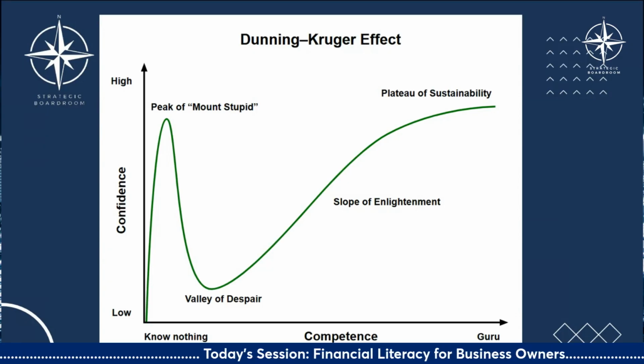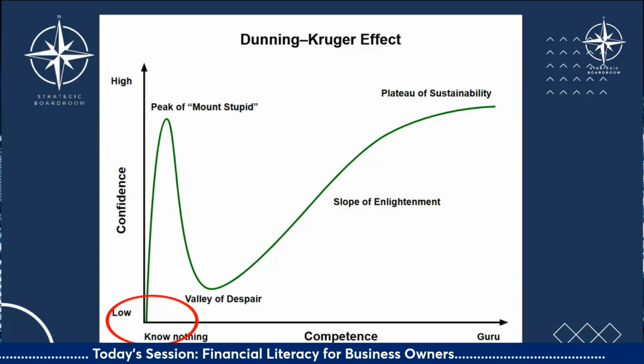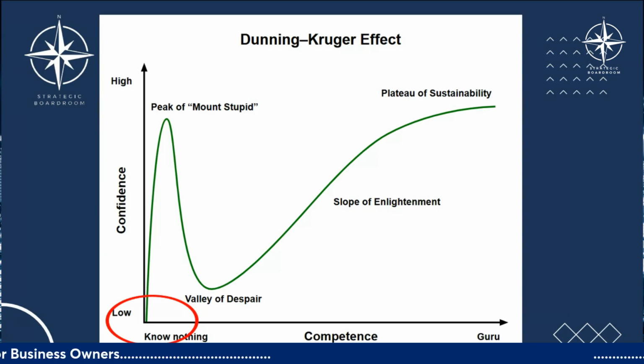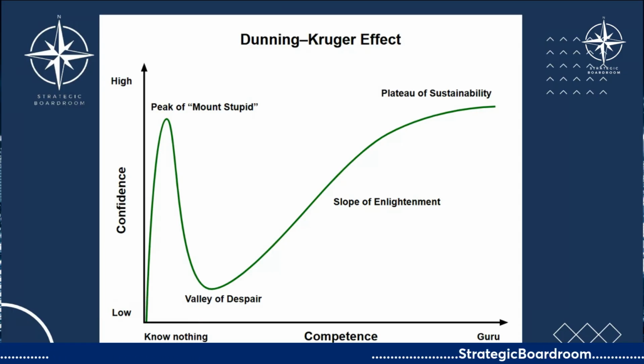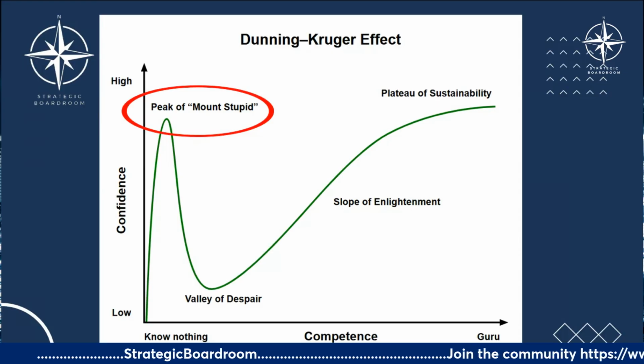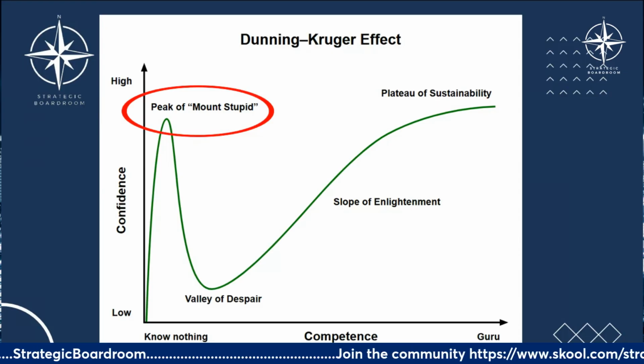Basically everybody starts out down here at the bottom. They're very low confidence, and they don't know very much. But they're like, okay, we're going to start out in this endeavor. How hard could it be? And they very quickly gain a lot of confidence, as you'll see the spike there. They get to the peak of Mount Stupid, and that is where they realize they don't know what they don't know.